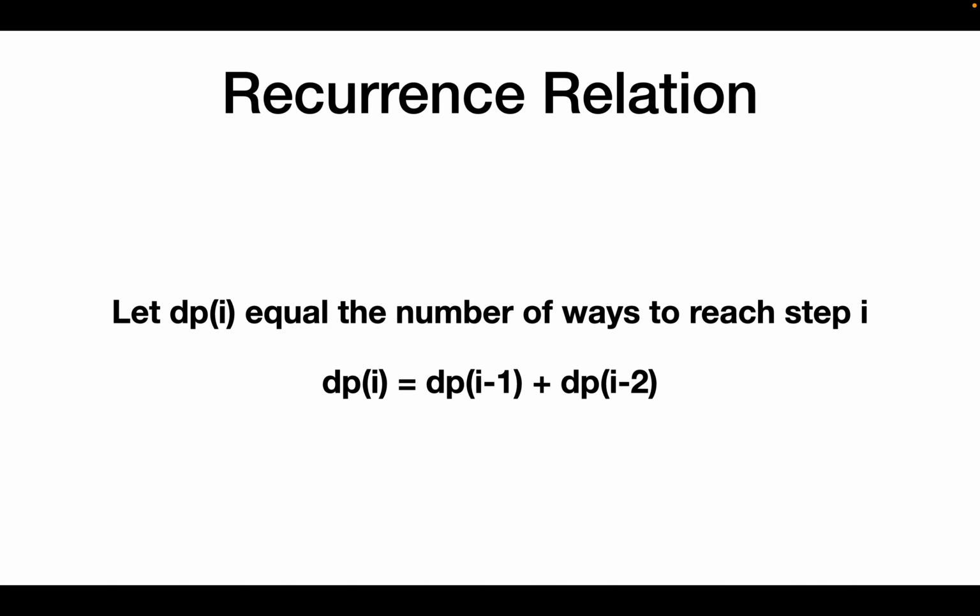So here's a recurrence relation for that recursion. Let dp[i] equal the number of ways to reach step i. dp[i] equals dp[i-1] plus dp[i-2]. The solution to the current state is equal to the summation of the previous 2 states. Now I've used the function name dp because we will turn this into dynamic programming. It's not dynamic programming yet, it's just a function, okay?